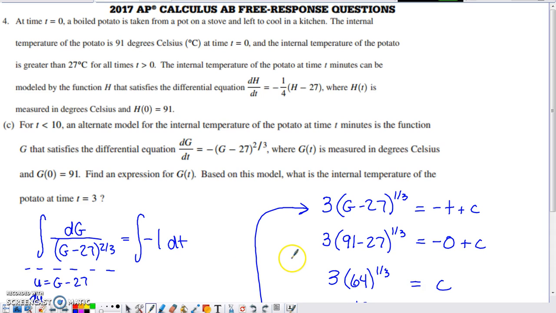Then in part C, they talk about an alternate model for the internal temperature of the potato. It only holds for times that are smaller than 10, and it's going to satisfy this differential equation. So G of t is also measured in degrees Celsius. We have that same initial condition. At time 0, the temperature is 91. We're asked to find an expression for G of t. Based on this model, what is the internal temperature of the potato at time 3? So if you're asked to find this function G of t, you've got to solve this differential equation.